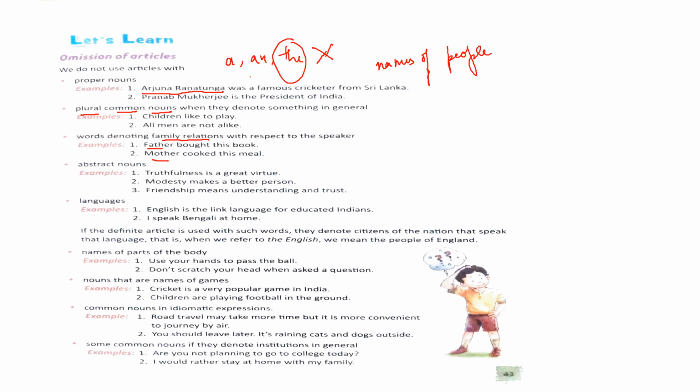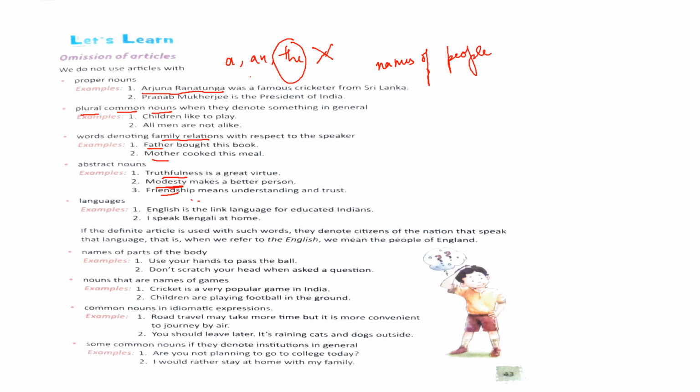Next is abstract nouns. You do not use articles with abstract nouns. For example, "Truthfulness is a great virtue." Here truthfulness is an abstract noun, so you do not use any article before it. "Modesty makes a better person." Modesty is an abstract noun. You do not use any article with it. The next one is "Friendship means understanding and trust." Friendship is an abstract noun. You do not use articles a, an, and the.